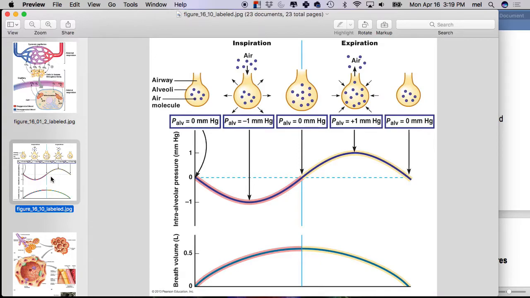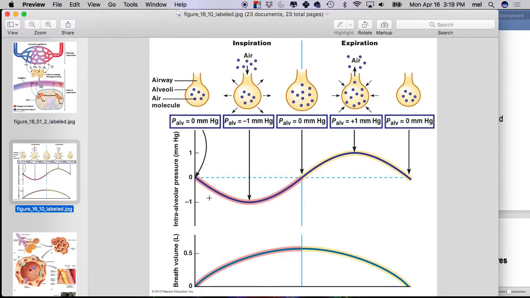Let's look at this picture really quickly. Atmospheric pressure is 760 millimeters of mercury. If you drop slightly below it, where will air move? Into the alveoli, right? If you go slightly above it, where will air move? Out. Does that make sense? So when you are breathing, all you are really doing is dropping the pressure below for inspiration, popping the pressure above for expiration. Below, above.